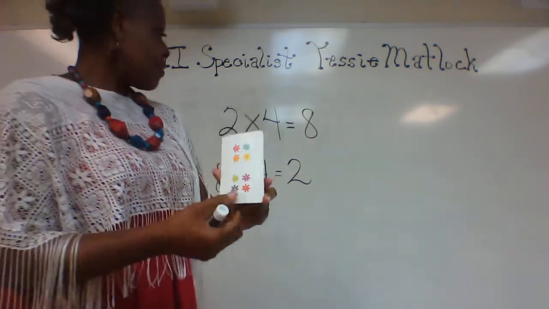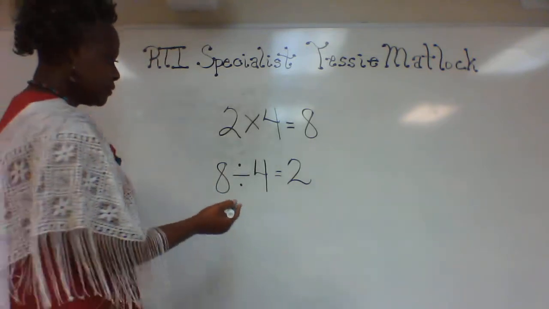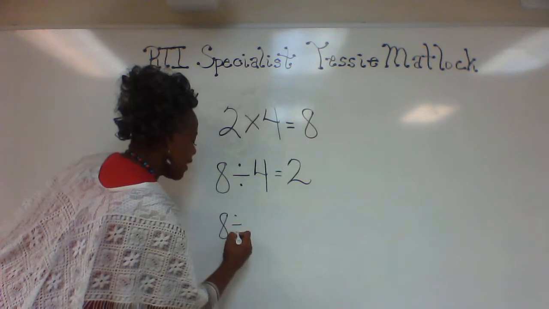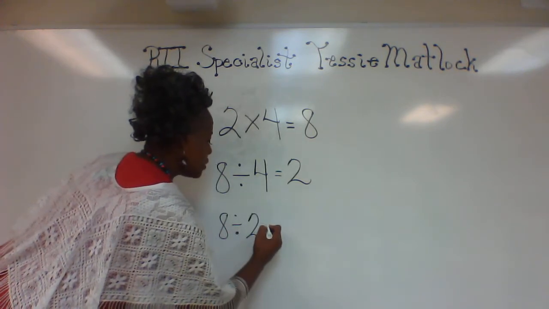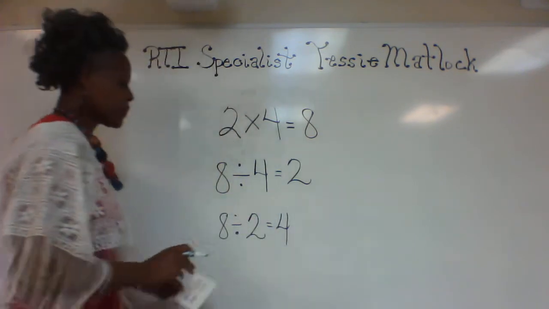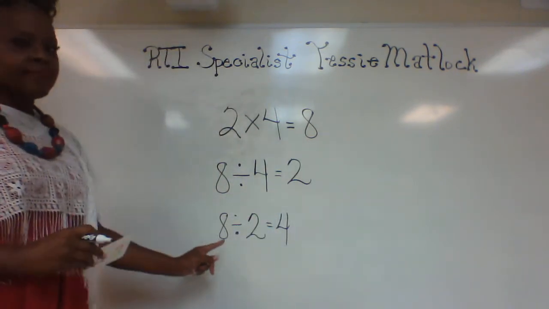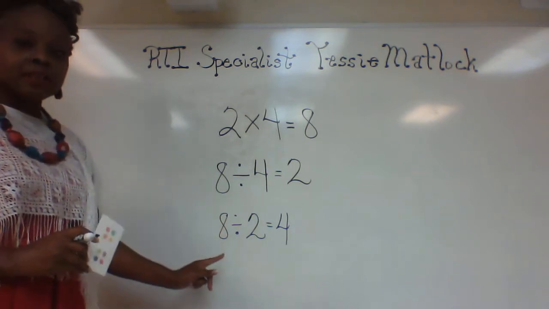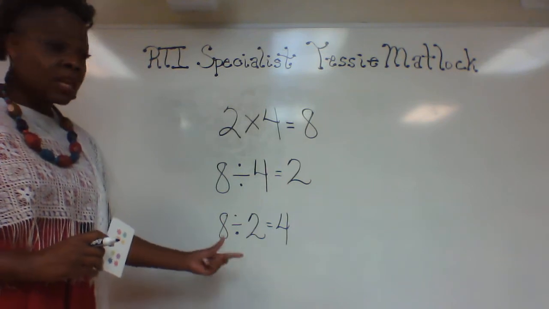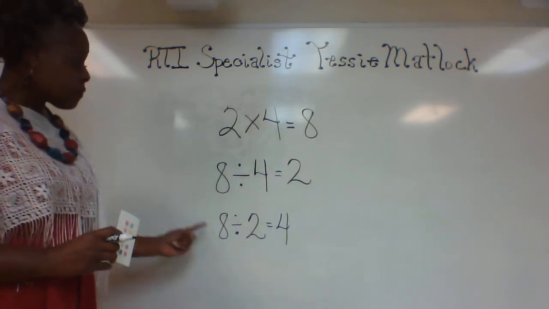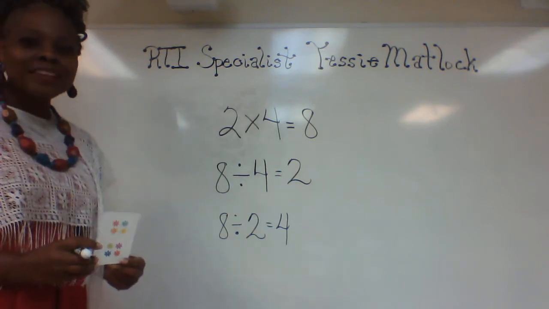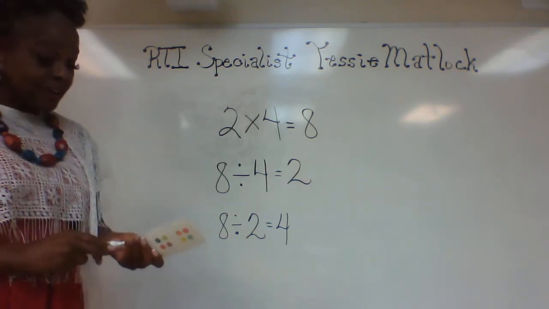Now, some of you have written 8 divided by 2 is, good, 4. And there's nothing wrong with that. That's completely great because you heard me mention fact families. It's still relevant. Excellent job. Great job. Now let's take a look at another one.